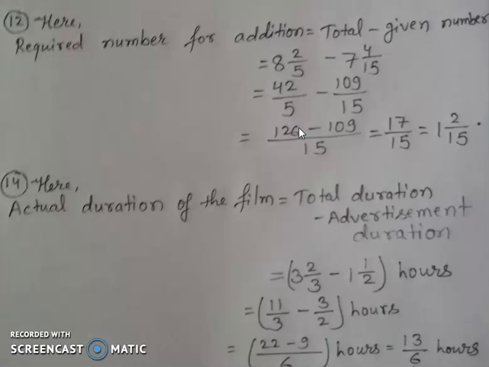Okay, sorry, I had read this 11 number question, but 12 also is the same. You can listen to 12 number question. What should be added to 7 4 by 15 to get 8 2 by 5? Okay, here also total is 8 2 by 5 and given number is 7 4 by 15. So the same process will be over here. I had written required number for addition is equal to total minus given number.